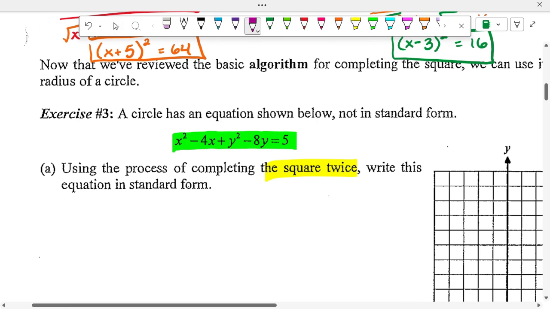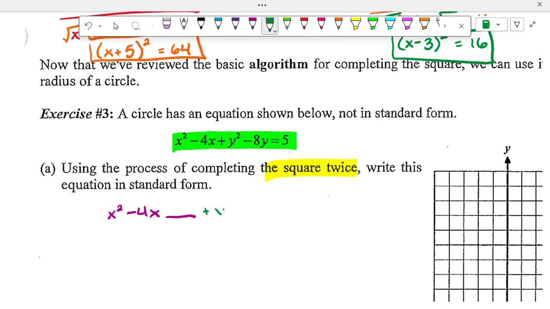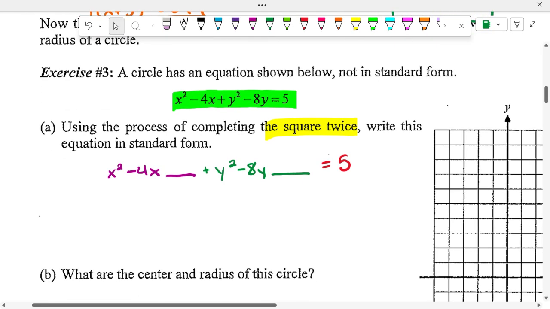So what I do is I just rewrite this entire thing. So I rewrite it as x squared minus 4x, leave a space, plus y squared minus 8y, leave a space, and it's going to be equal to 5. So I'm going to complete the square for the x's. I'm going to complete the square for the y's. So whatever I put into these two spaces is going to get added to the other side. All right, so you're going to add 2 numbers to the other side, not just 1.